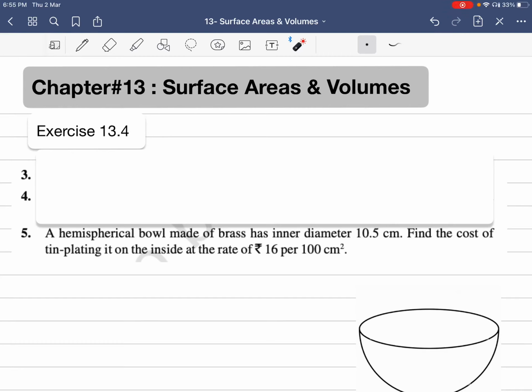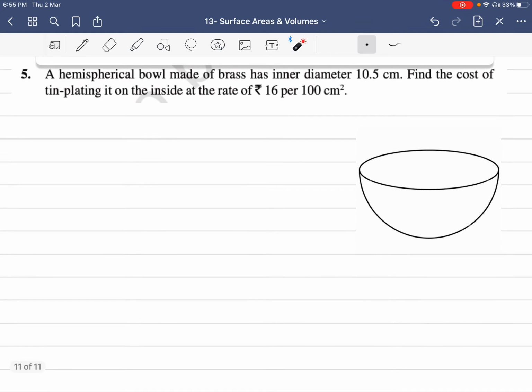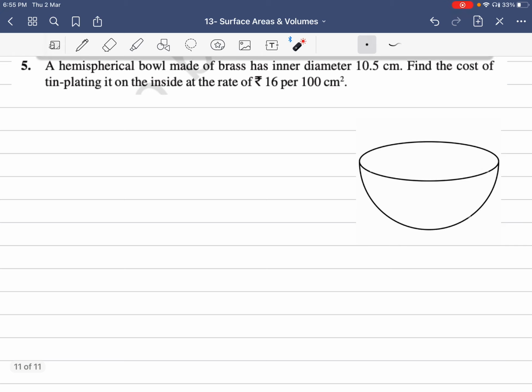So in this video, we are going to continue seeing problems from exercise 13.4, which belongs to chapter number 13, surface areas and volumes. We are actually seeing problems related to sphere and hemisphere of this chapter. So let's come to problem number 5. Let's read what the problem says.